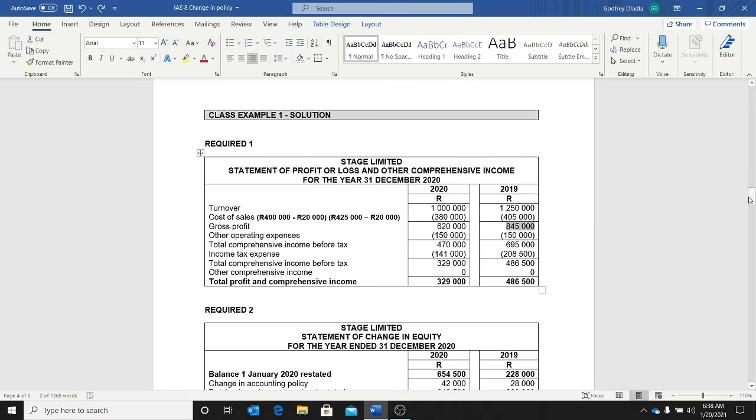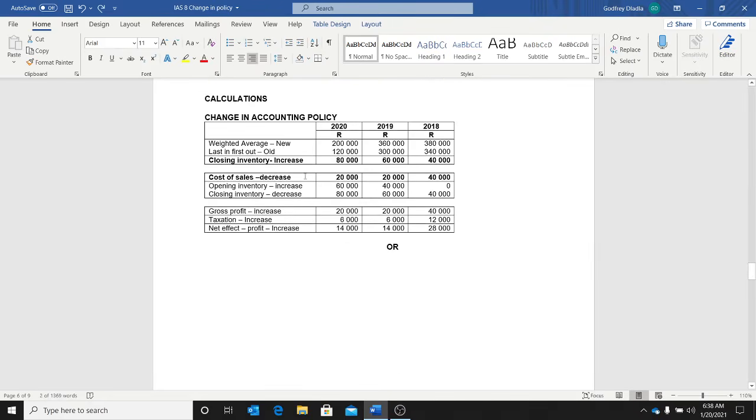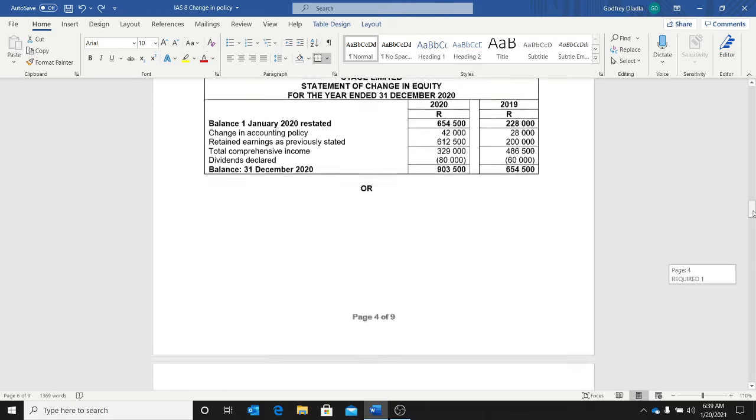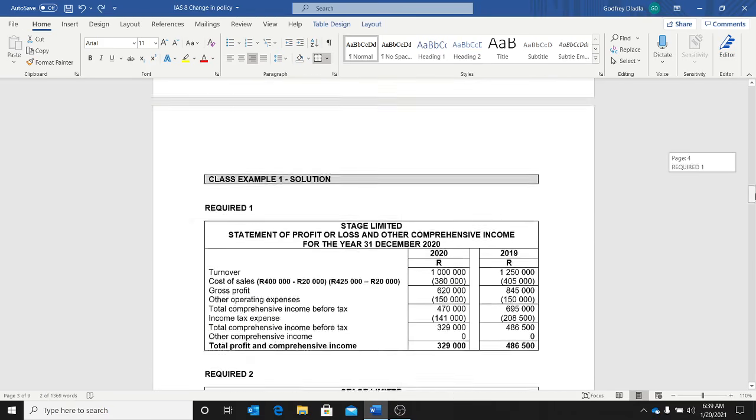Right. Now, in terms of this calculation, it explains to you that if you do that in those years, your tax must increase by 6 in 2020 and 2019, also by 6. So then we come here. Your tax is 135. If I increase it by 6, it takes me to 141. If I increase this one by 6, it takes me to 208,500. Okay, there it is.